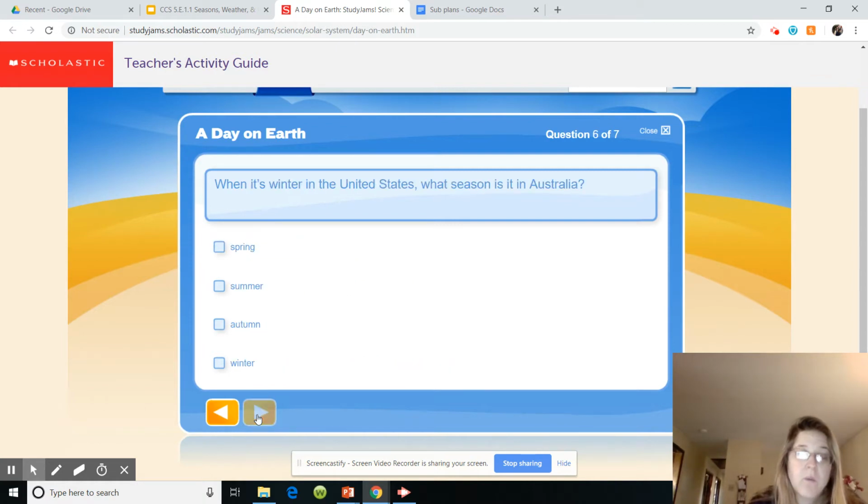Two more. When it is winter in the United States, what season is it in Australia? We talked about this the other day. I said about Australia, when we start summer, they are doing Christmas. So they are in summer.